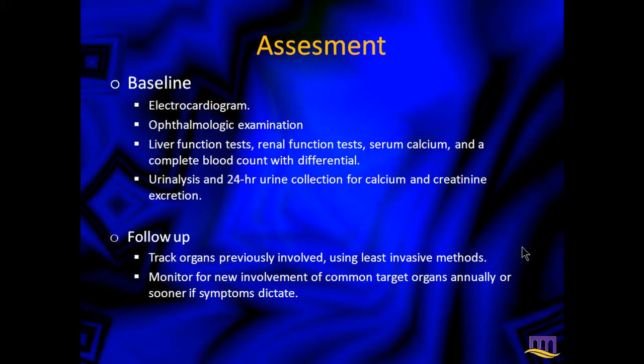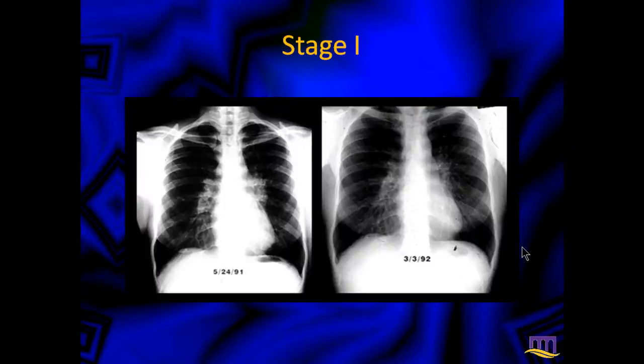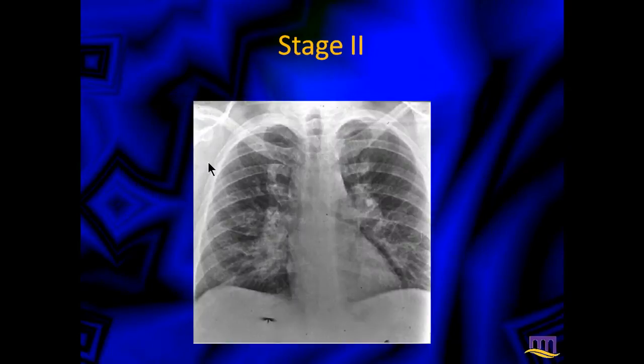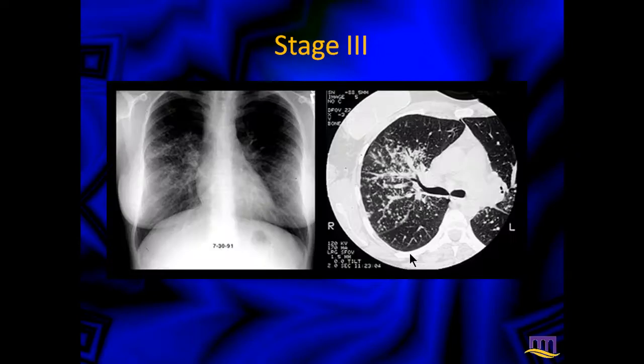So how do you stage in terms of the X-ray? This is a stage 1 X-ray, mostly hilar predominance, hilar adenopathy that you can see here in these patients. That will be a stage 1 without parenchymal involvement. Stage 2, you'll have the hilar lymphadenopathy and parenchymal involvement that you can notice here. Stage 3 is minimal hilar lymphadenopathy with more parenchymal involvement, and stage 4, which is scarring.